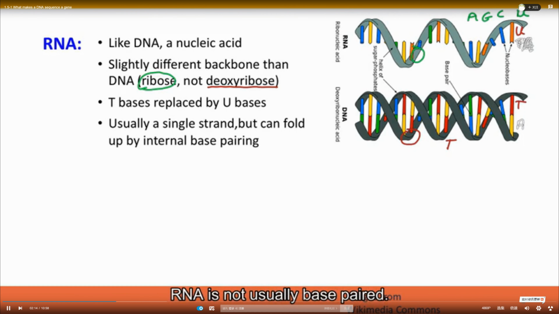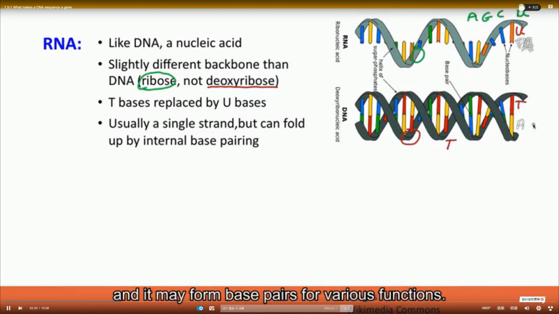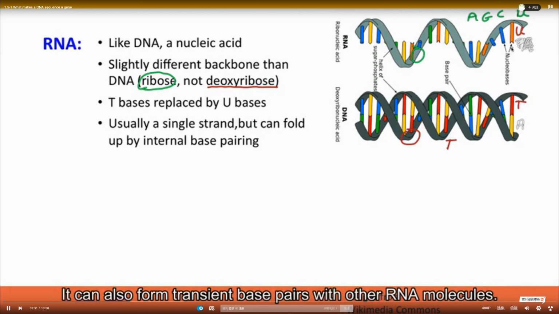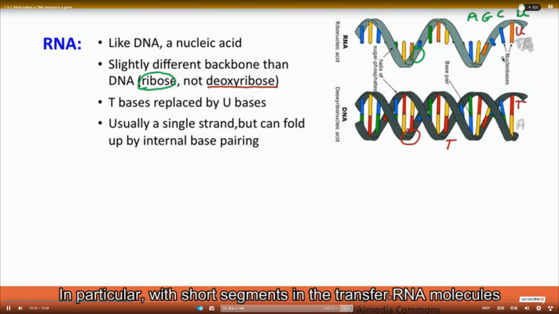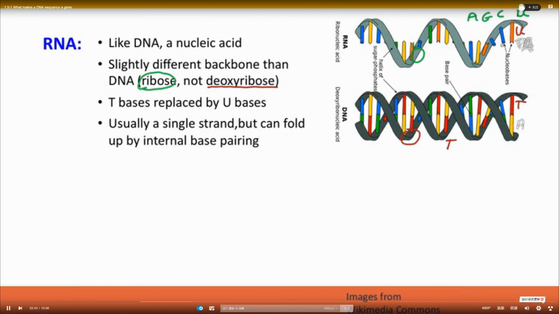RNA is not usually base paired. It's transiently base paired with DNA when it's being synthesized, and it may form base pairs for various functions. It can fold up on itself. Different parts of itself can base pair with each other if the bases are complementary. It can also form transient base pairs with other RNA molecules, in particular with short segments in the transfer RNA molecules that actually decode the sequence for protein synthesis.